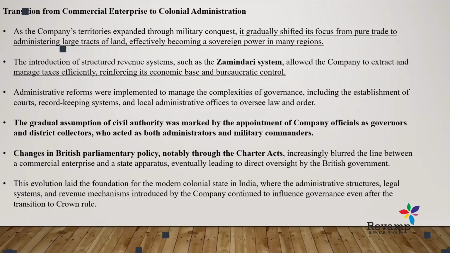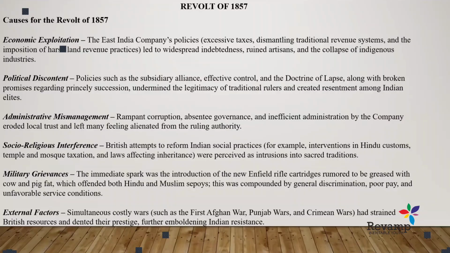As I spoke earlier, they also adopted many acts such as the Charter Acts, which changed the commercial enterprise into a colonial administration. This evolution laid the foundation for the modern colonial states in India. After they became a military superpower in India, there was an important revolt that happened because of resistance against the British East India Company.